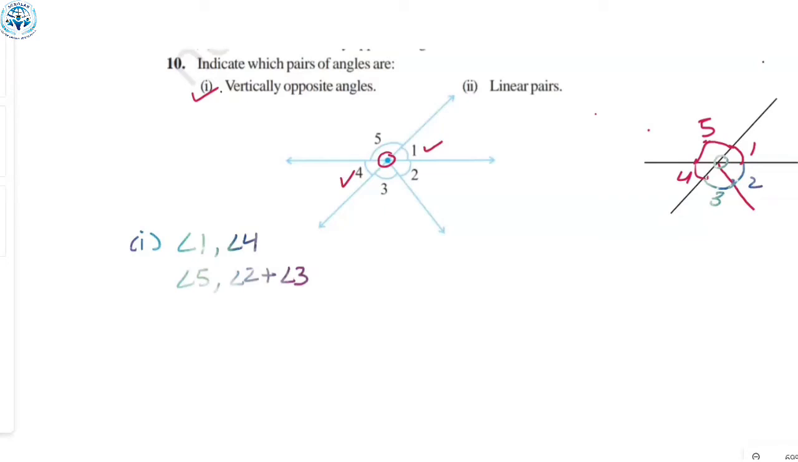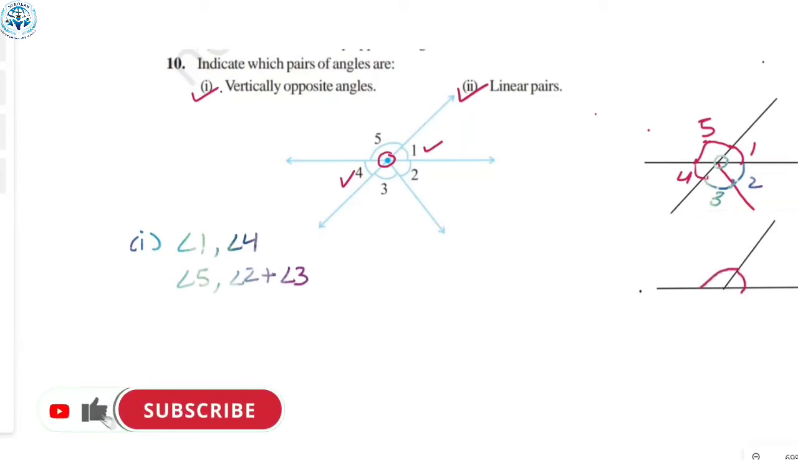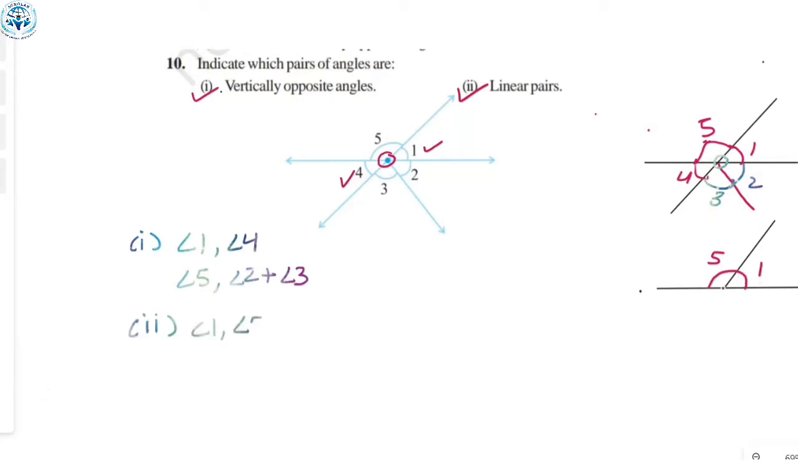Now the second one, linear pairs. Again draw the figure. Linear pair means the pair of angles which are formed on a line. These are two adjacent angles 1 and 5, and also the sum of angle 1 and angle 5 is 180 degree, that means they are supplementary. Both the conditions are satisfied, that means this pair is linear.